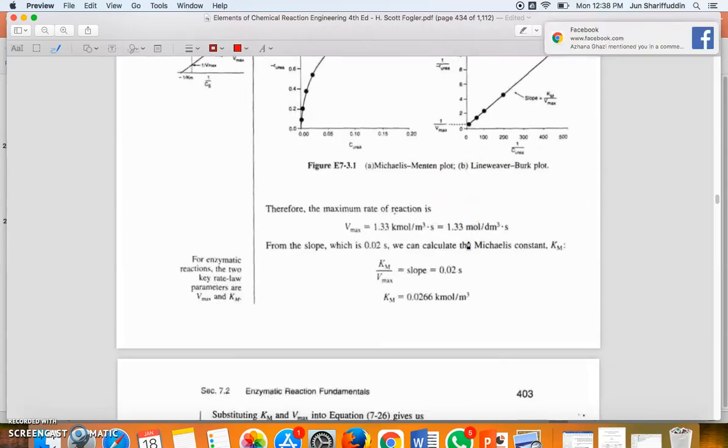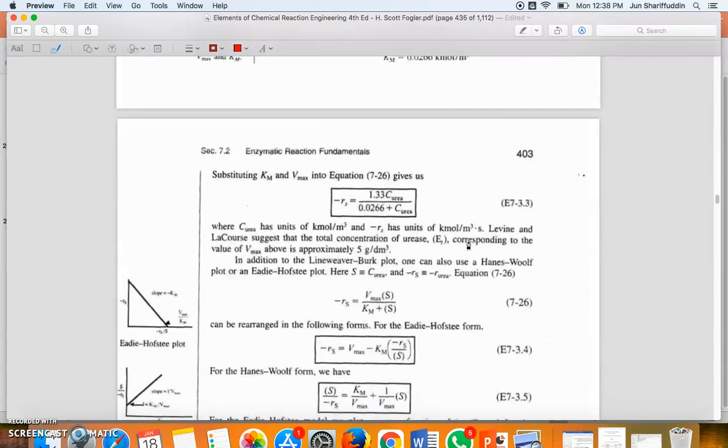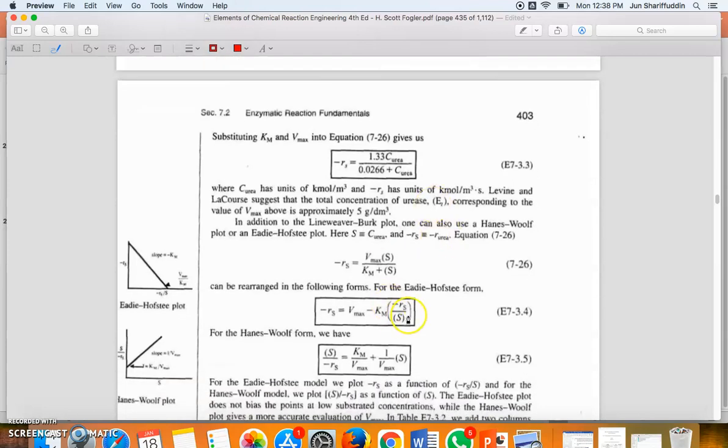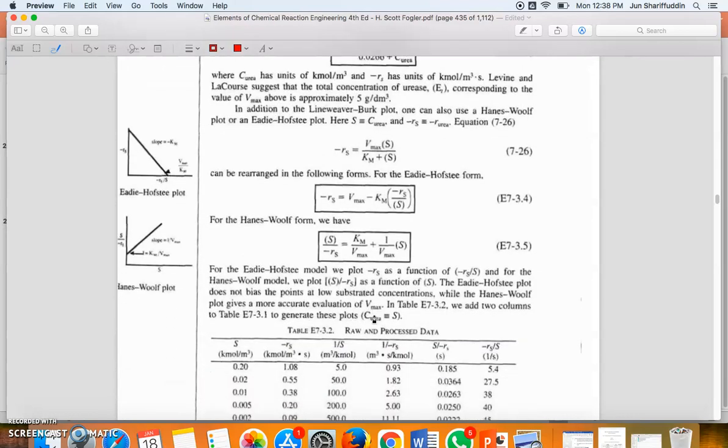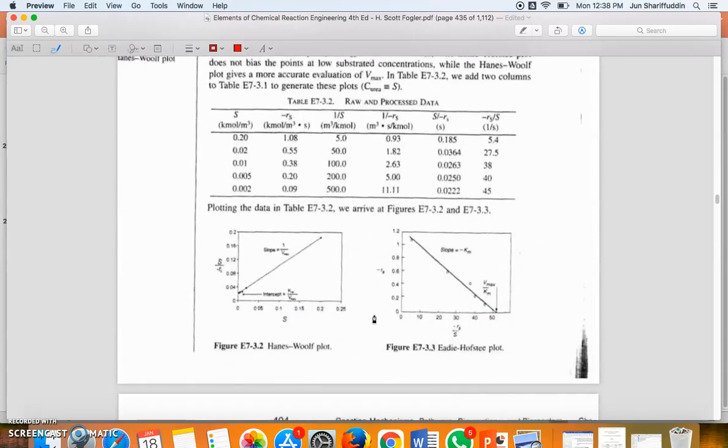Next, we can also use this Michaelis-Menten and convert it into Eadie-Hofstee, and also Hanes-Woolf. These are other linear plots that you can use, but I will only focus on using Lineweaver-Burk to determine your Vmax and Km.